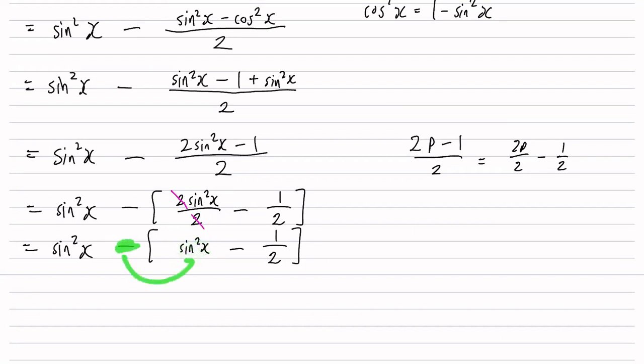Minus outside the bracket, bring in. Then it's just sine square x minus sine square x plus half. What cancels? Sine square cancels. You're left with just a half. Ding ding. The numerical value. Okay?